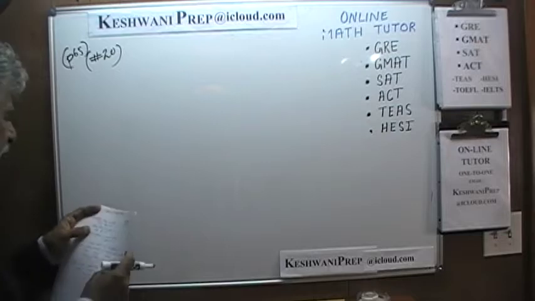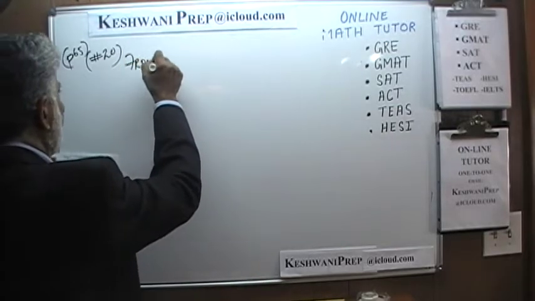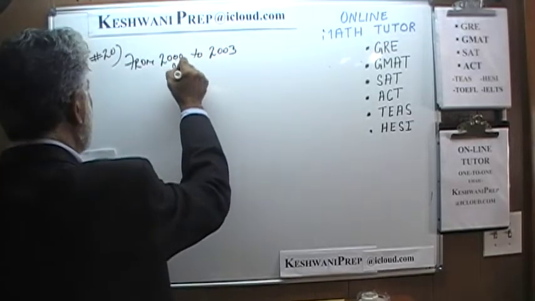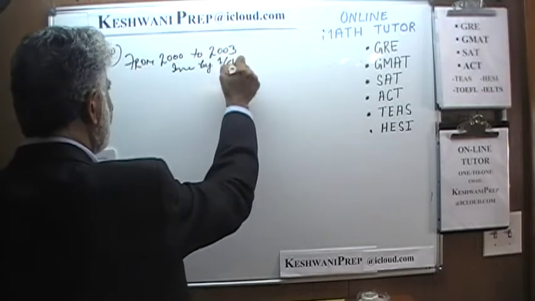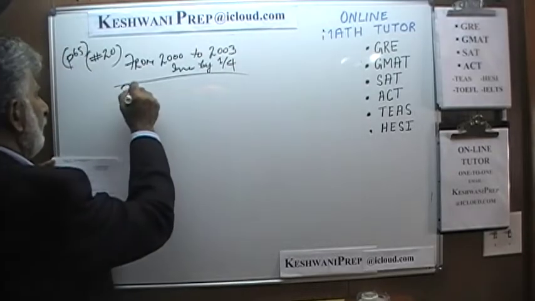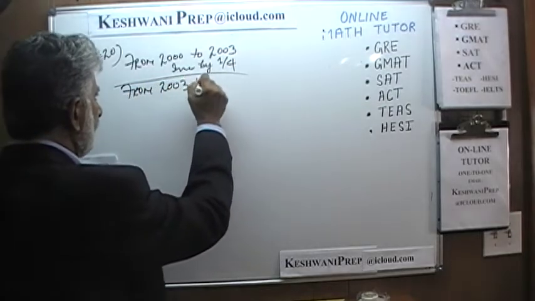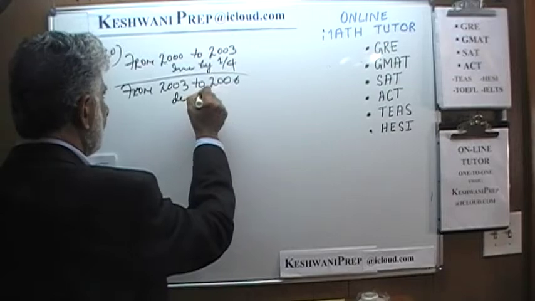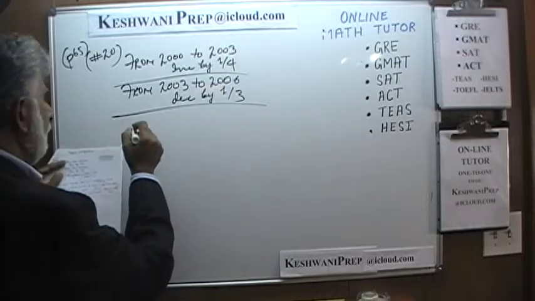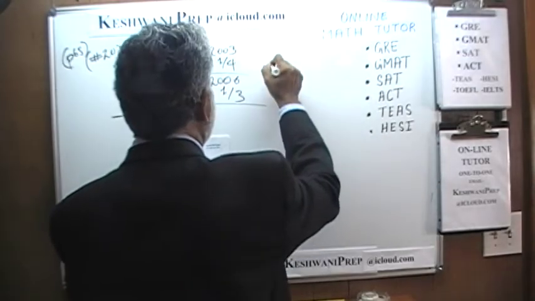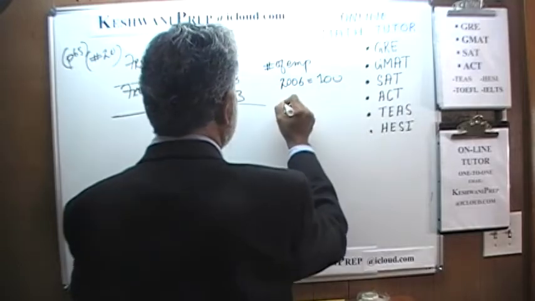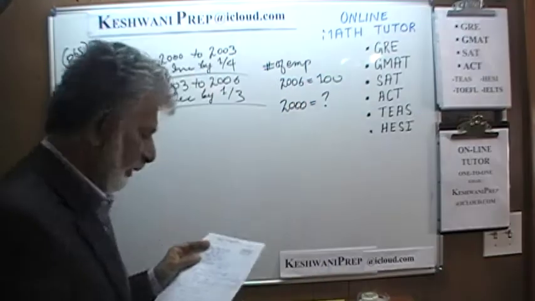Number 20. In number 20 we are told that in a certain firm, the number of employees went up by a quarter from 2000 to 2003. And then from 2003 to 2006, it decreased by a third. The number of employees went down by a third. We are further told that the number of employees in 2006 was exactly 100. The question is, how many people did we start out with?